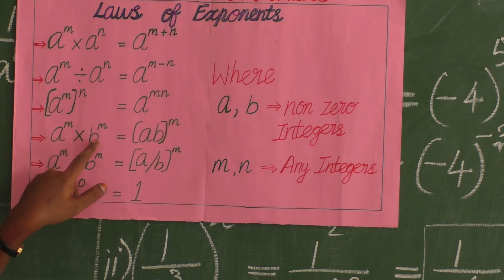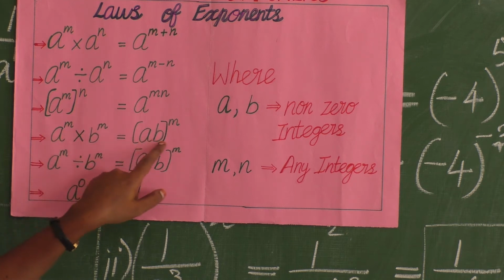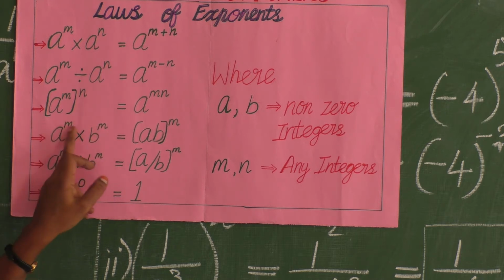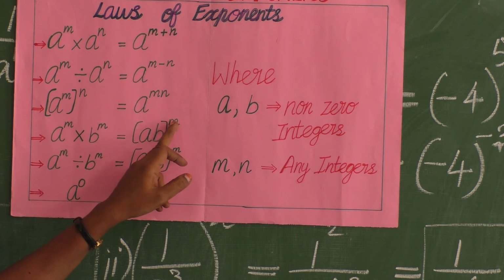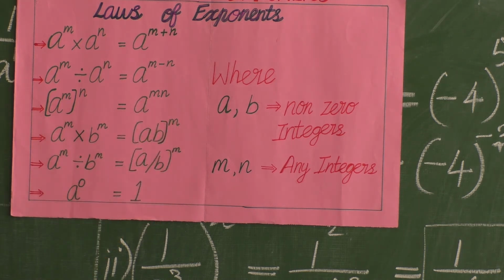a^m into b^m is equal to (ab)^m. In multiplication, if the bases are different and the powers are the same, that power can be taken as the common power for the given product. Clear, children? In the same way in division also.